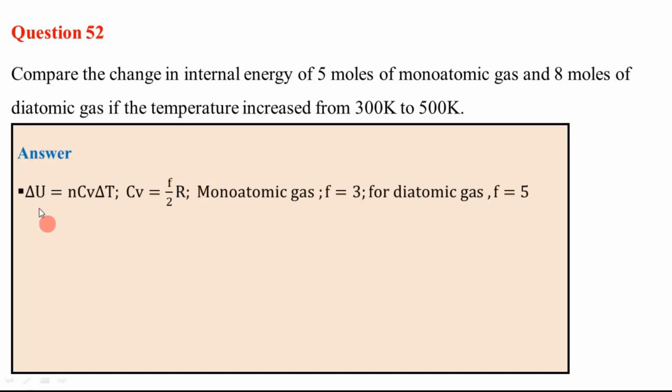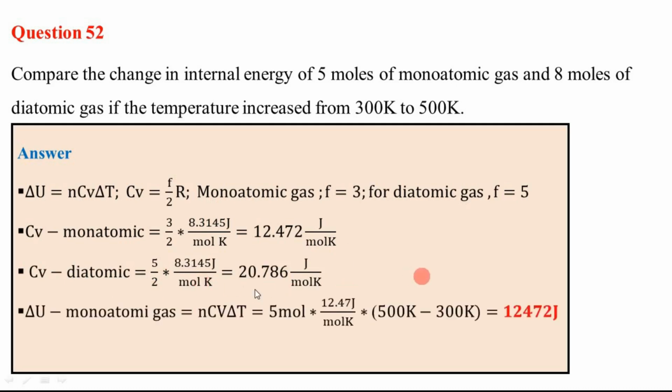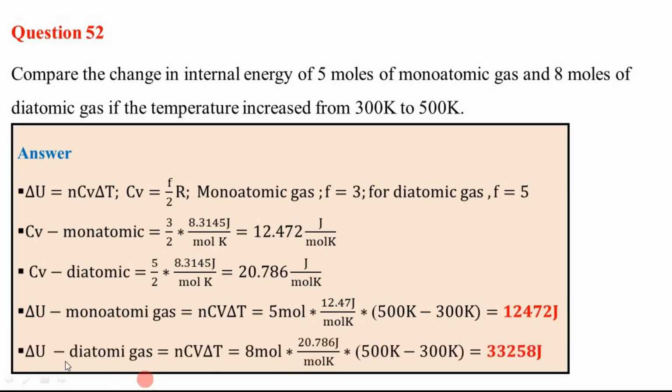Here the internal energy is equal to n CV dT. The CV for monoatomic gas is equal to F over 2 times the gas constant. F is equal to 3 for monoatomic gas. For diatomic gas, F will be equal to 5. So we calculate the CV for monoatomic, we get this value. We also calculate the CV for diatomic by replacing the F, then we get this value. Then we calculate the internal energy for monoatomic gas, we get this value. We also calculate the internal energy for diatomic gas, we get this value. You can see that the diatomic gas has more internal energy as compared to the monoatomic gas.